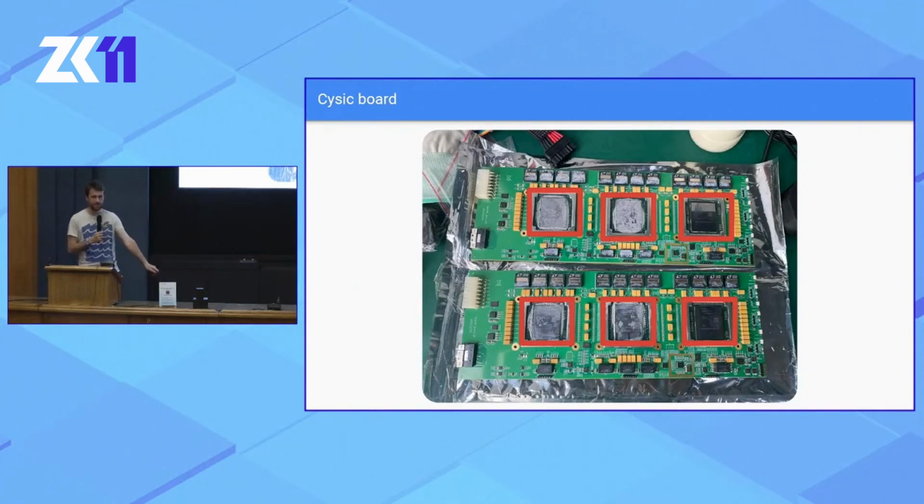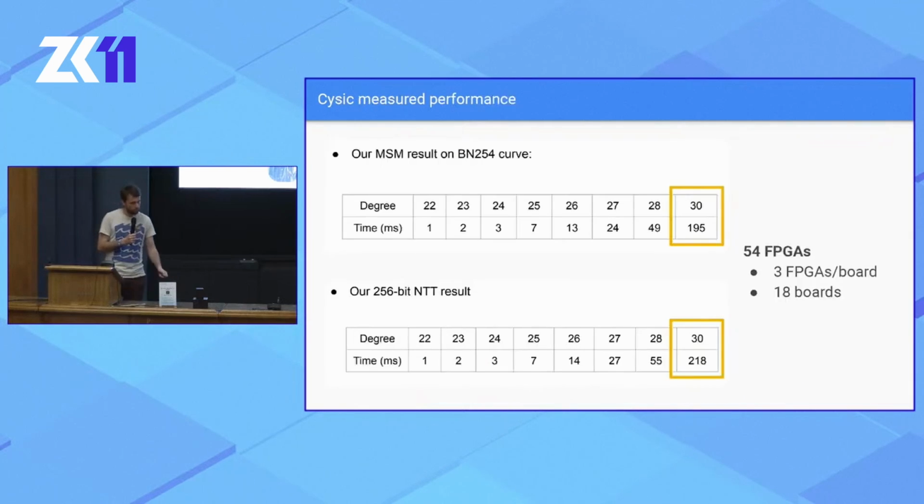And this is the SISIC test board. So right now, they're working with FPGAs, and this is a normal step before going to ASICs. So they put 3 FPGAs per board, and this is the performance that they have. So they connect 18 boards together. Each board has 3 FPGAs, so there's 54 FPGAs. And they can do an MSM of size 1 billion. So that's an extremely massive MSM in less than 200 milliseconds.